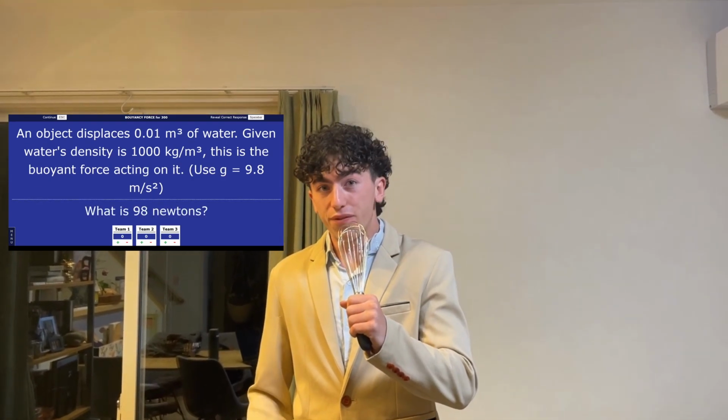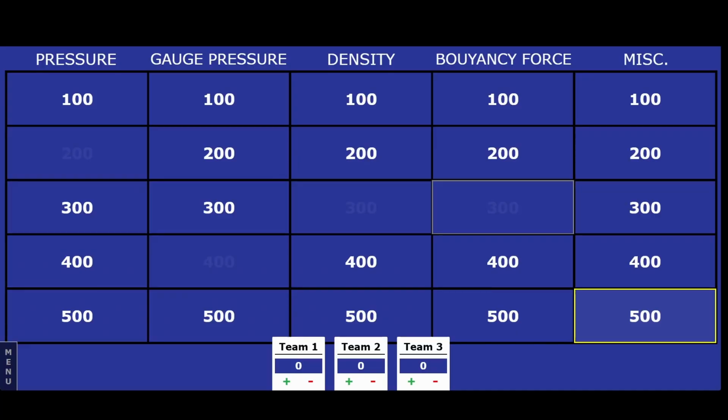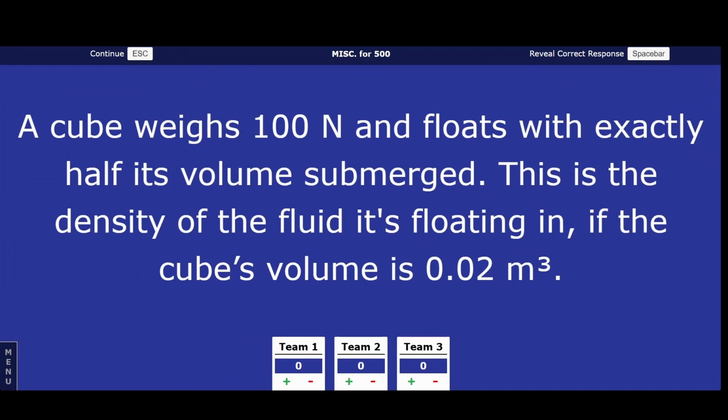The next and final one is miscellaneous for 500. A cube weighs 100 newtons and floats with exactly half its volume submerged. This is the density of the fluid it's floating in if the cube's volume is 0.02 meters cubed.